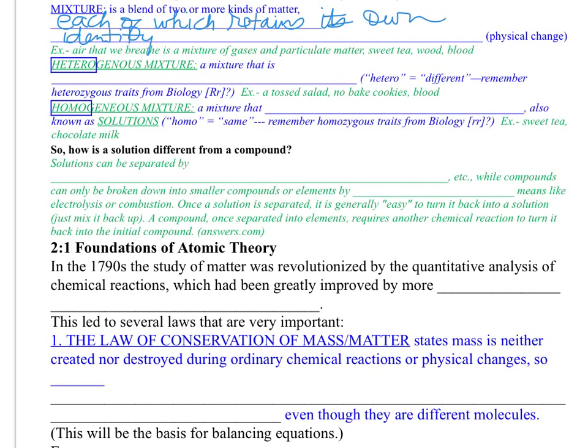And properties. So it is a physical change that occurs when a mixture happens. Some examples are the air that we breathe. That's a mixture of different gases and particulates. Sweet tea, wood, even blood with your platelets and your plasma and the different components there.